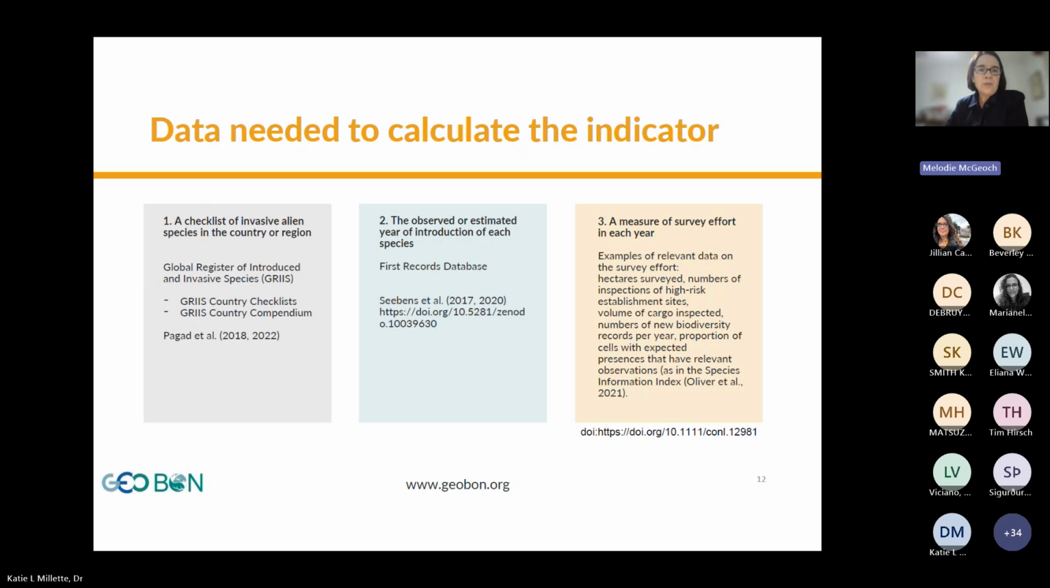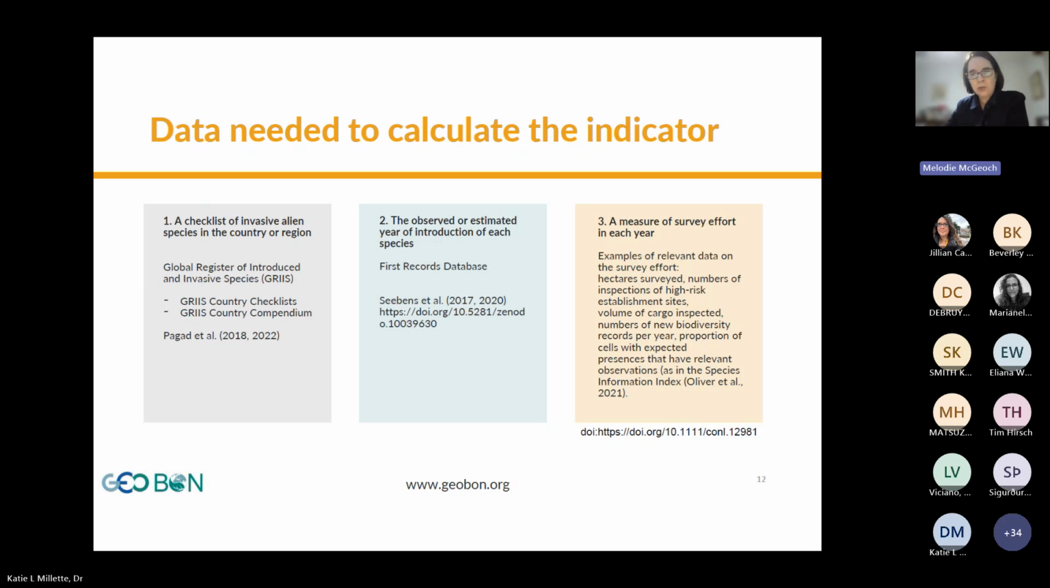So number one, a checklist of invasive alien species in the country or region. The Global Register of Introduced and Invasive Species provides country checklists and a country compendium that are FAIR data and openly and readily accessible. In terms of the observed or estimated year of introduction of each species, we have the first record database, which is also open, by Seebens et al. And you can refer to those two publications, which I have all listed at the end of this presentation. And then the final piece of information, a measure of survey effort in each year.